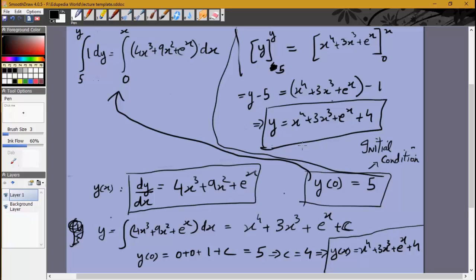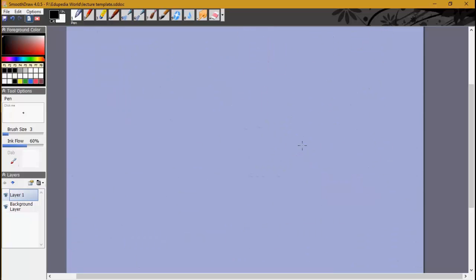Right now we'll study a few more properties of definite integrals and see how we can use those to actually calculate the values. And there are some cases where calculating indefinite integrals is impossible, but you can actually calculate definite integrals using the properties.